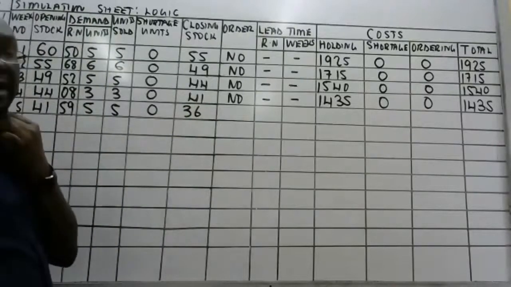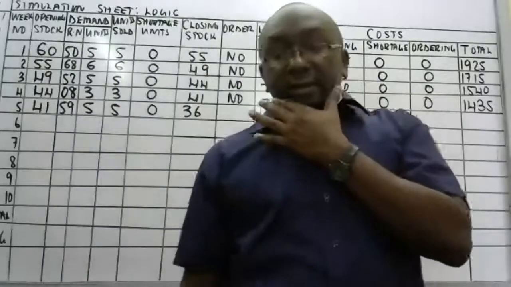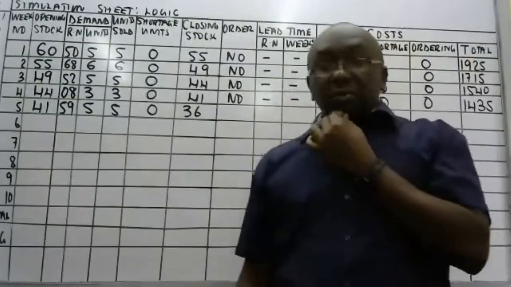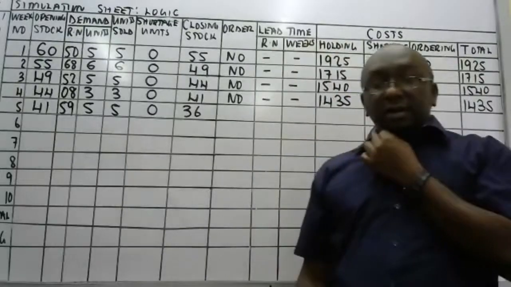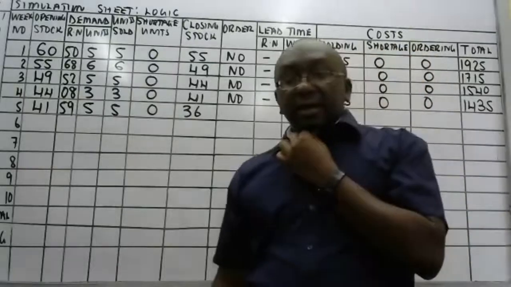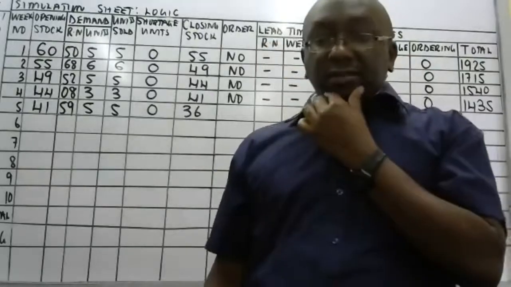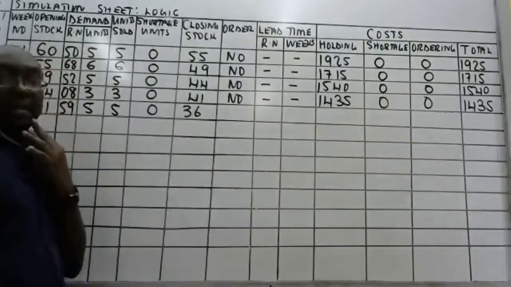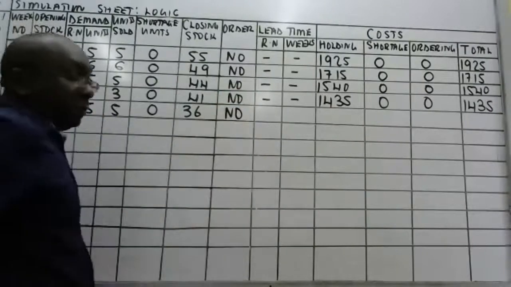So do we place an order? Let me see. Do we place an order? Jared says no. What about the others? Benedict says yes. John says yes. Josephine, yes. Ruth, yes. Ibrahim, yes. But the correct answer is no. We are not placing an order.